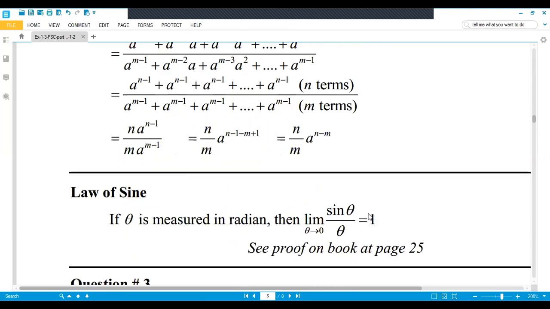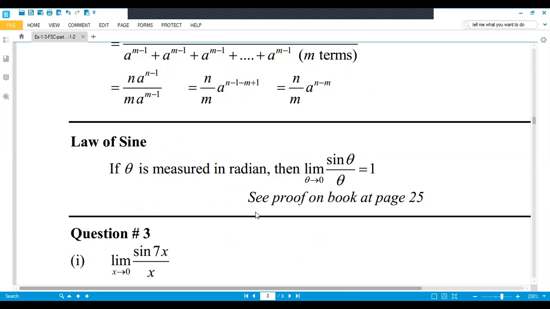Now come to the next part, law of sine. I already told you that it's given on page number 25. The complete theorem is given on page number 25. You see the proof of that: if theta is measured in radian, then limit theta approaches 0, sine theta divided by theta is equal to 1. It means that you have to make the theta and the denominator the same, and when the same theta approaches 0, then the result will be equal to 1.